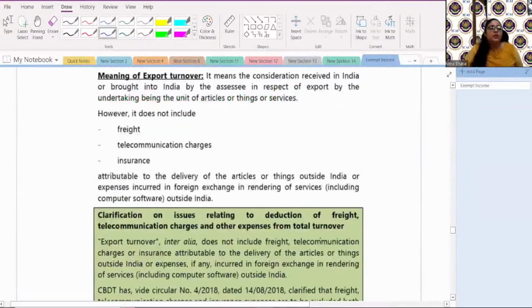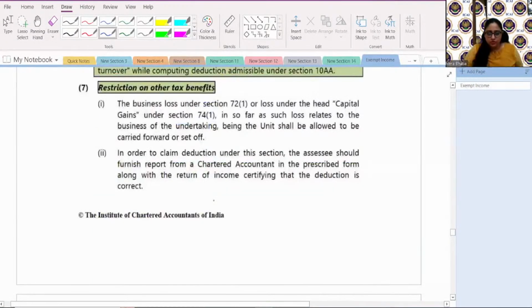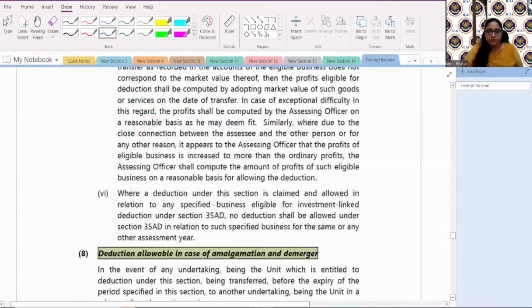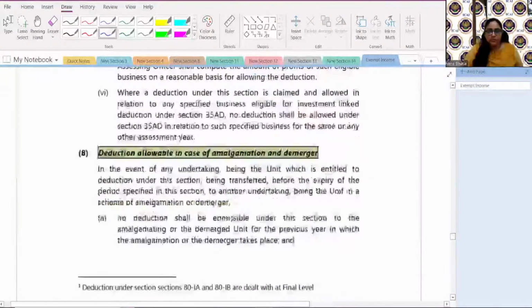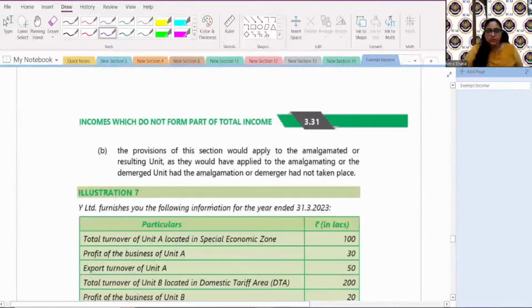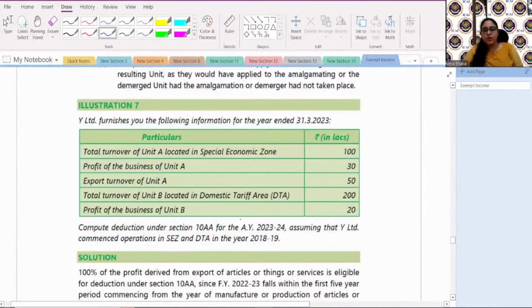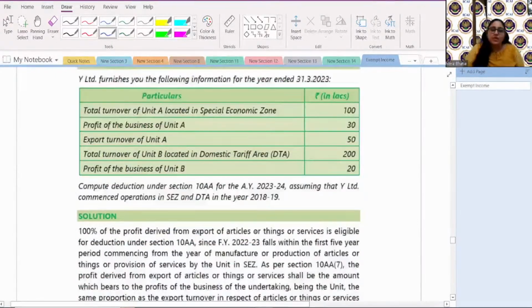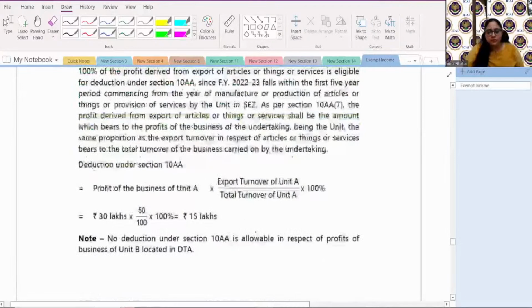But turnover में कभी भी, since it's an export turnover, you might get freight as income, you might get telecommunication charges as income, you might get insurances as income. These are not to be included in the term turnover. इसके लिए there is a clarification also. Now let's do one question and you will get more clarity.